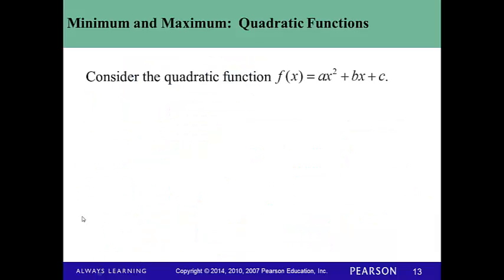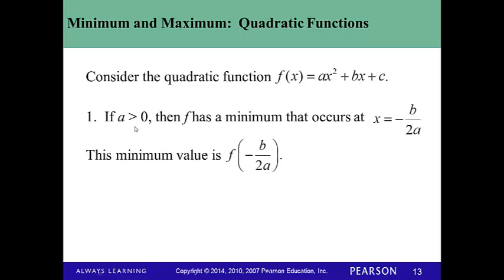Alright, the minimum and maximum value of a quadratic function. Consider the quadratic function f of x equals ax squared plus bx plus c. If a is positive, then f has a minimum that occurs at x equals negative b over 2a, and this minimum value is f of negative b over 2a. So let's break this down. If a is positive, then my parabola opens up, which means the vertex is the lowest spot, so that's where the minimum comes from.